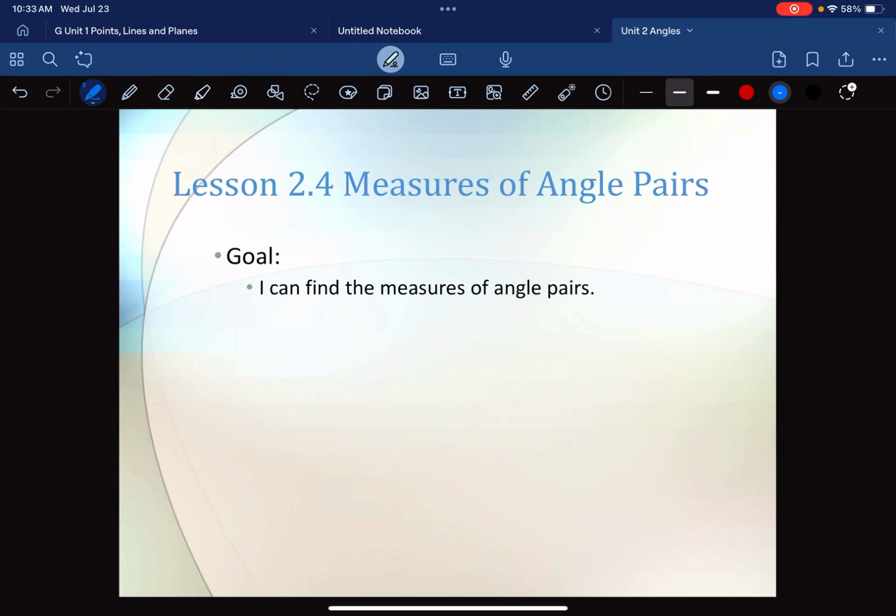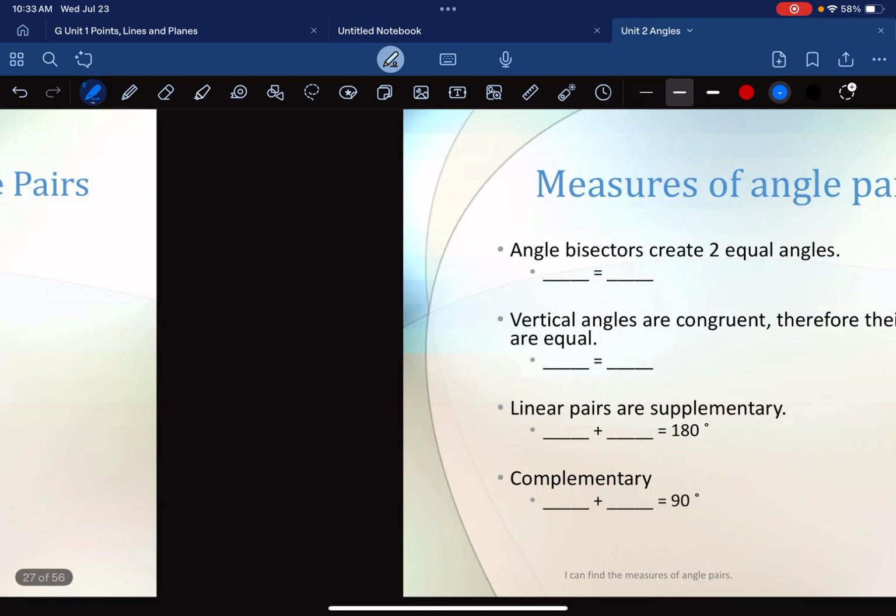All right, this is lesson 2.4. We talked about angle pairs back in lesson 2.3, and now today we're going to talk about measures of angle pairs. So the whole key is I can find the measure of angle pairs.